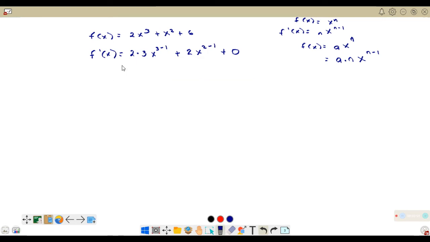Now, let's continue this solution. 2 times 3 is 6. And then we have 3 minus 1 is 2. So, you will have 6x squared plus 2x. 2 minus 1 is 1. And then 0.